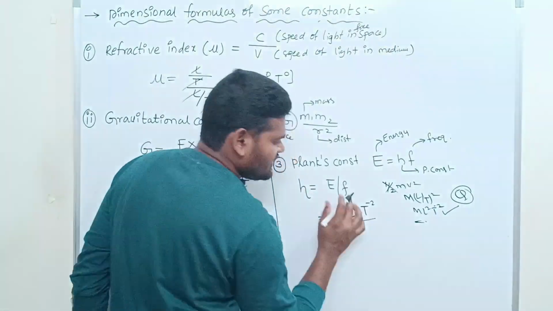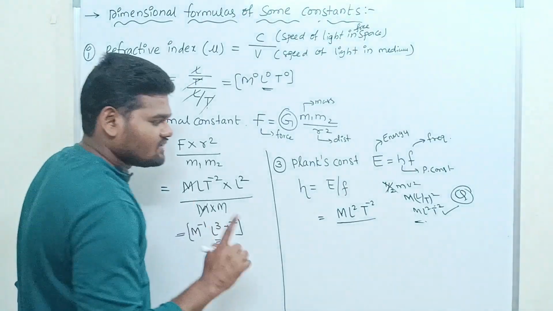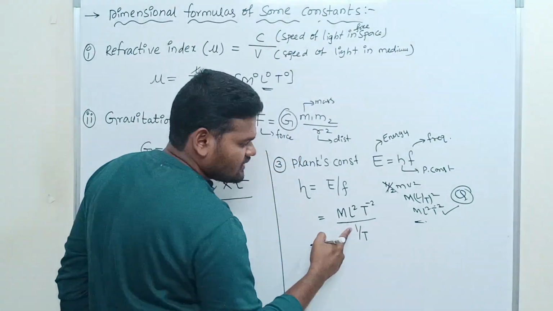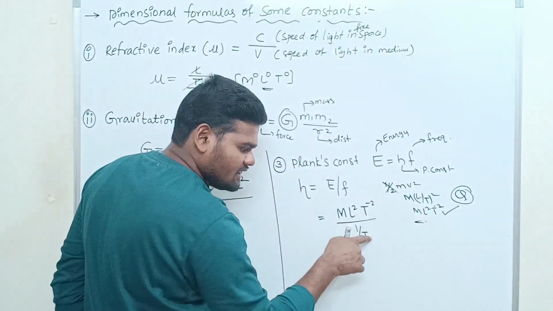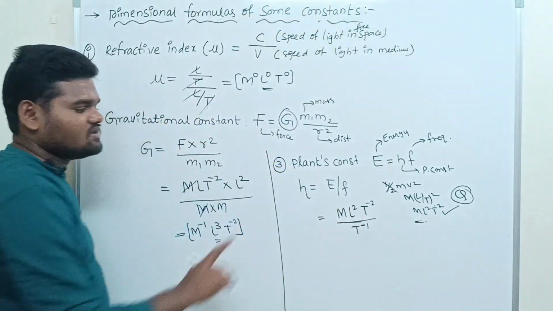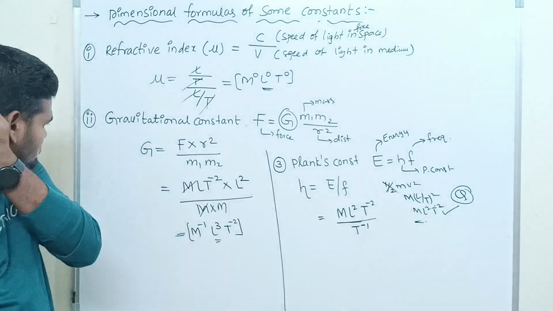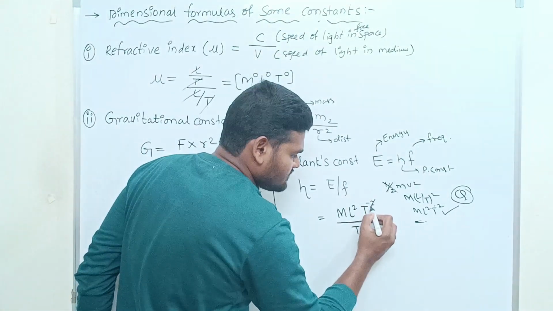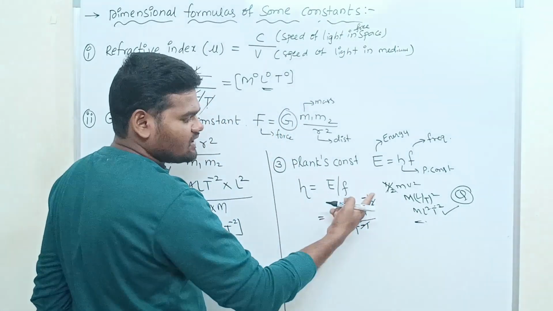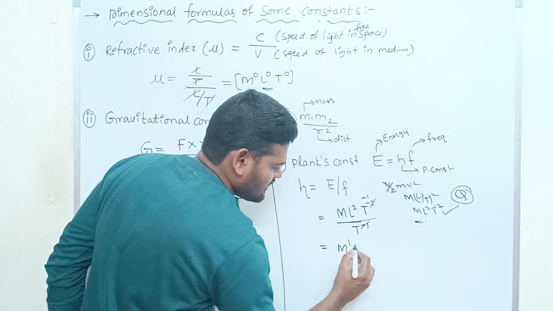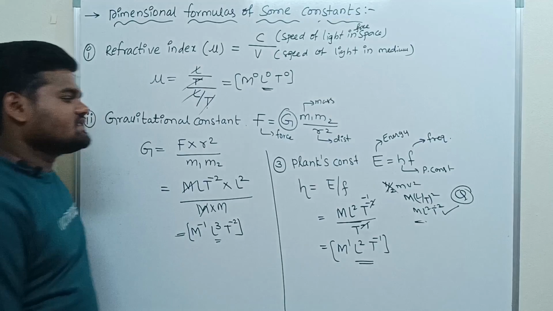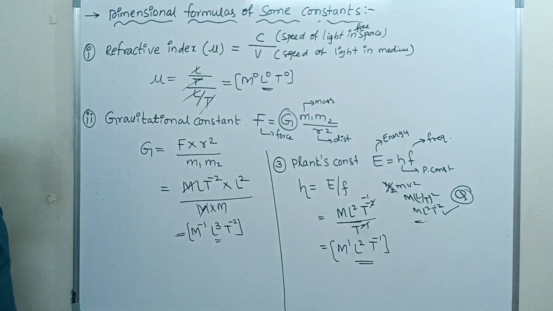Okay, divided by frequency. What is frequency? The reciprocal of time, f is 1 by T. So the dimensional formula of T is T. If it comes to numerator, it becomes T power minus 1. So here T power minus 2 is there, and here T power minus 1 is there. Both get cancelled out partly, and here the remaining term is what? T power minus 1. So M power 1 L square T power minus 1. Are you getting? So this is the dimensional formula of Planck's constant.